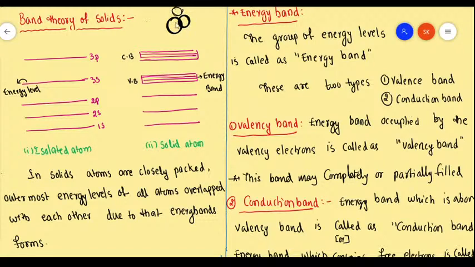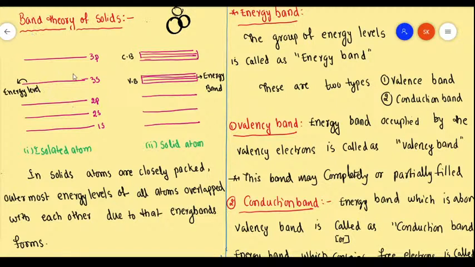This is one atom and this is another atom. When the atoms are very close to each other, the outermost orbits overlap with each other. Outermost orbit means, for example, 3p is the outermost orbit, 3s is the outermost orbit, in the third shell. These outermost orbits of different atoms overlap with each other. Due to the overlap of energy levels, we will get some bands, a group of energy levels. That group of energy levels is called the energy band.